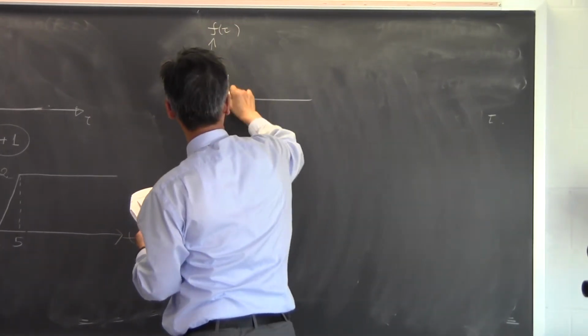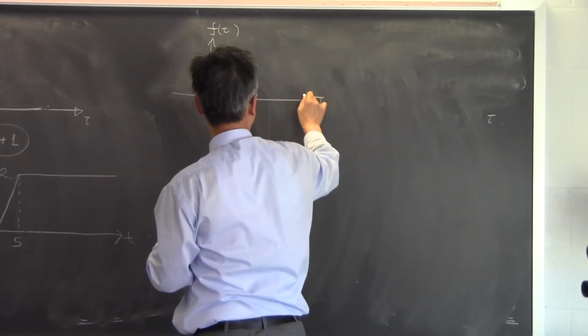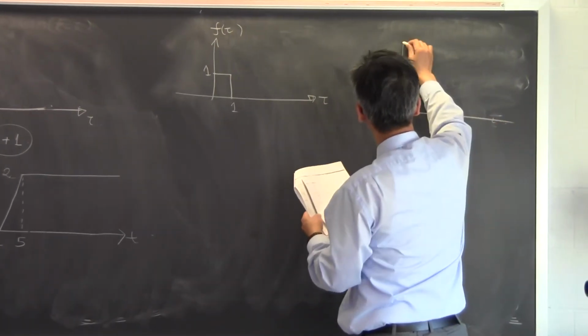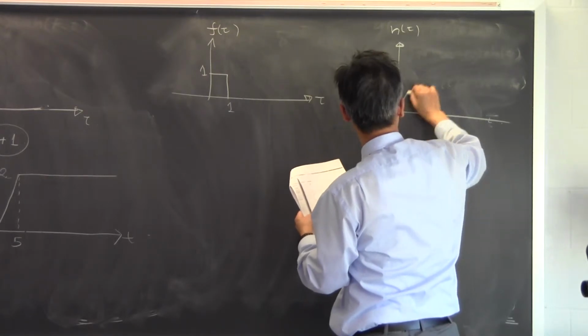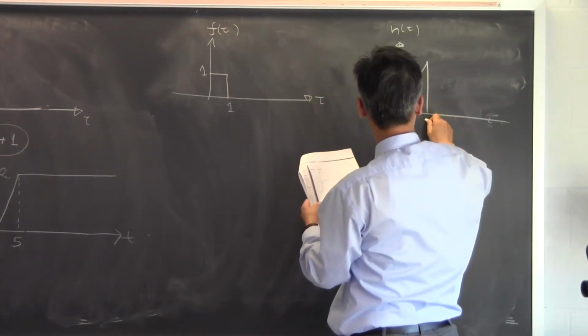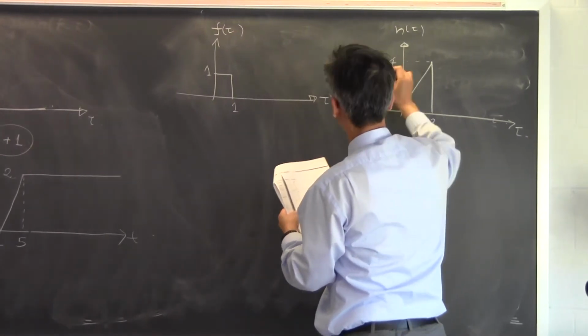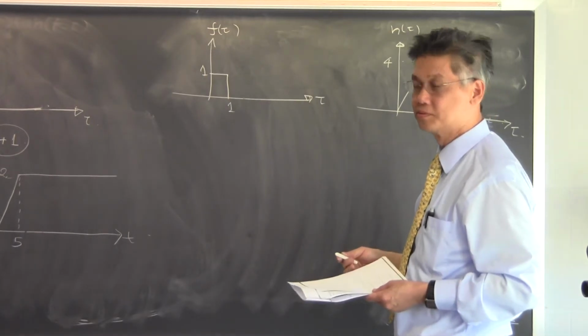looks something like this, 1 tau. Okay, I have h of tau, not a simple function anymore, but a triangle function. 2 tau, and then this is equal to 4. And then you convolve these two functions.